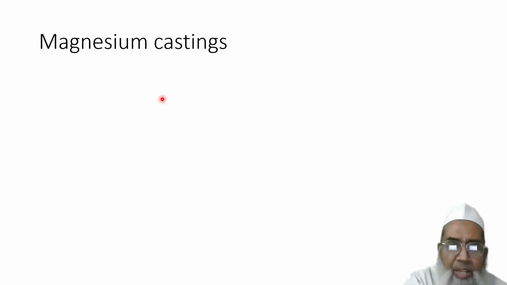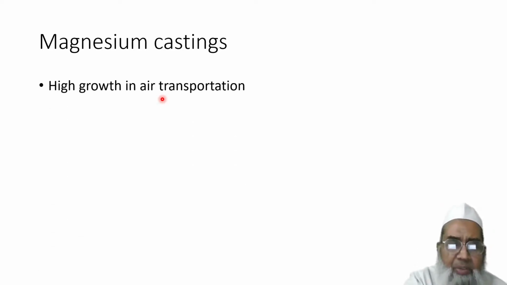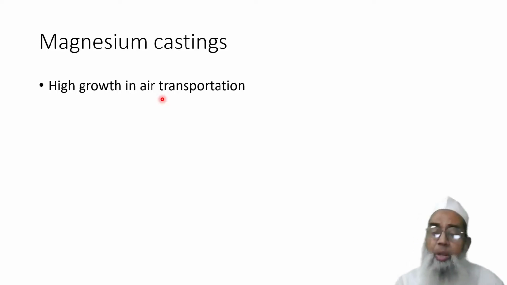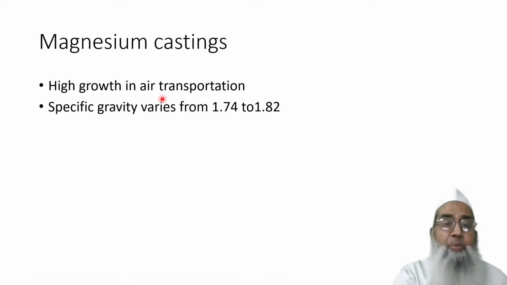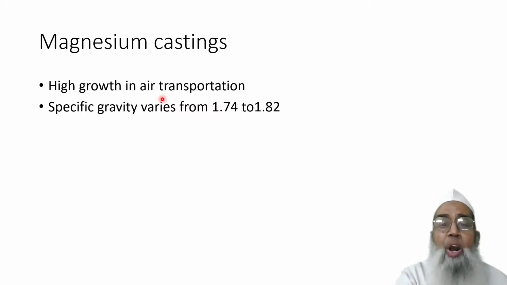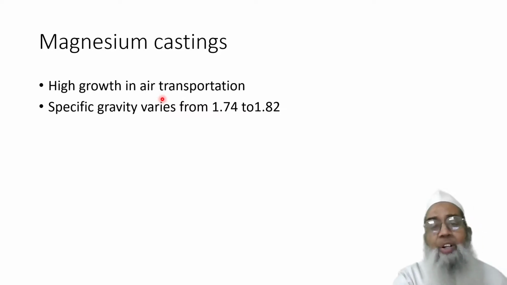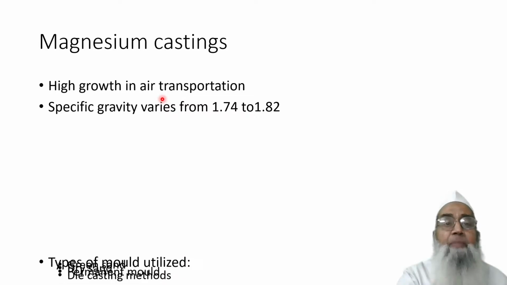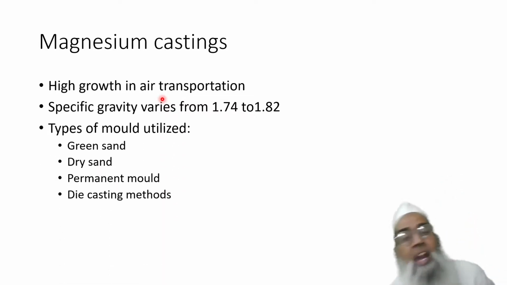Now magnesium casting has a high growth because of its low density, especially in air transportation, it has gained high growth. The specific gravity is only from 1.74 to 1.82, very small as compared to steel and others, and therefore the volume per unit weight is reduced, and we can have a better application if we are willing to compromise on the strength and so on.